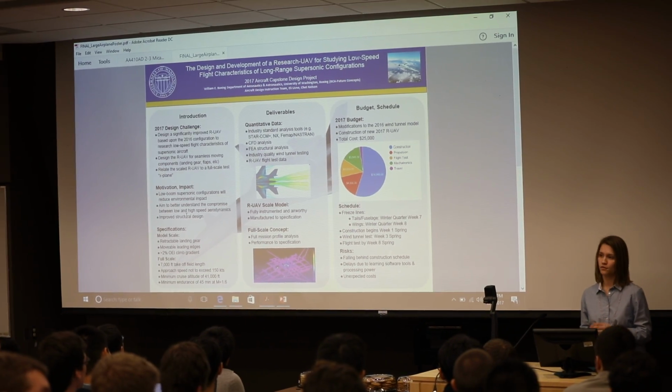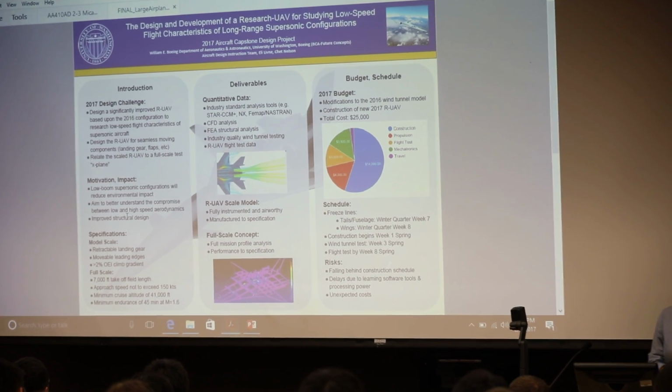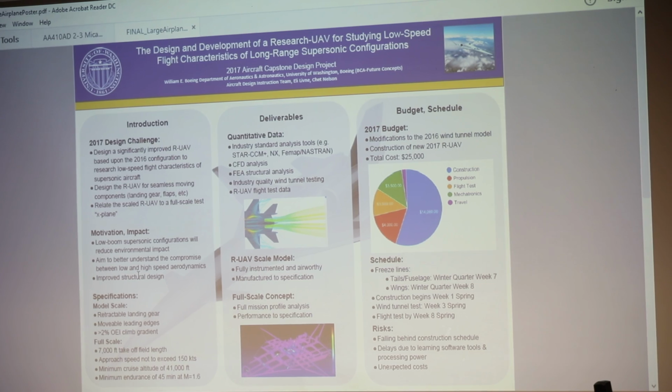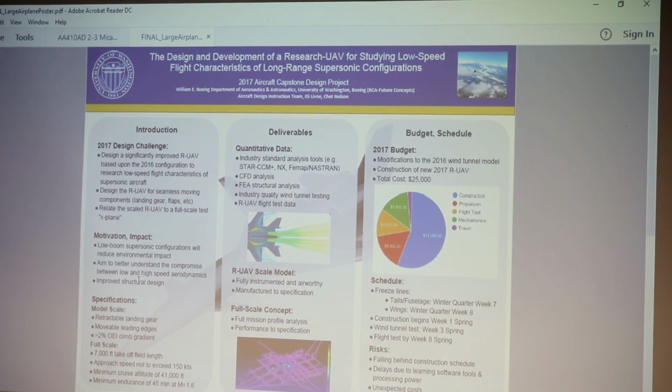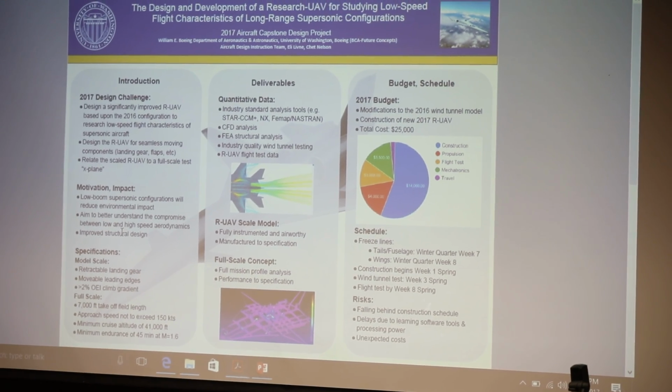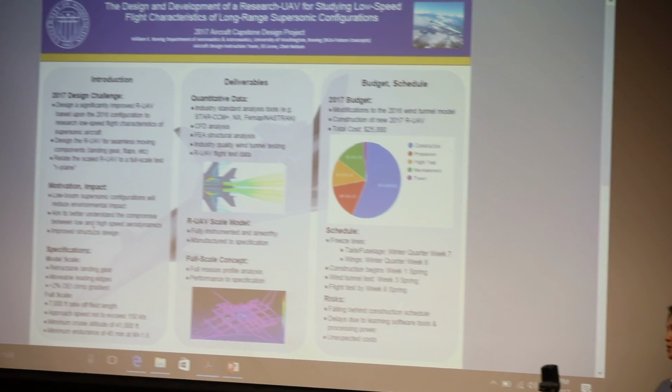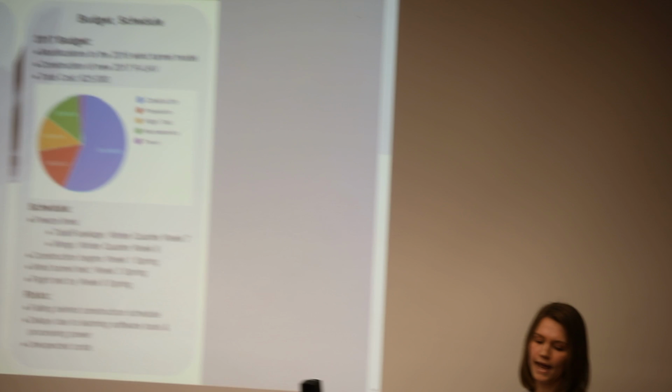And at the full scale, for our full scale concept, some of the areas we need to hit are a 7,000 foot takeoff field length. In addition, we're looking at an approach speed of not to exceed 150 knots. Additionally, a minimum cruise altitude of 41,000 feet, though ideally we're trying to hit about 50,000. And additionally, the idea is to have endurance of 45 minutes of supercruise at Mach 1.6, which is approximately 750 nautical miles.